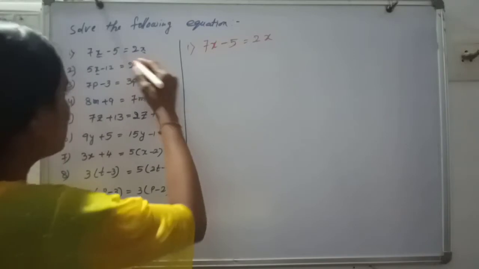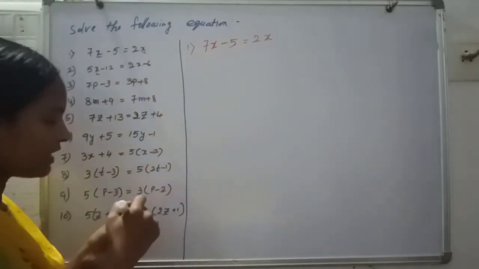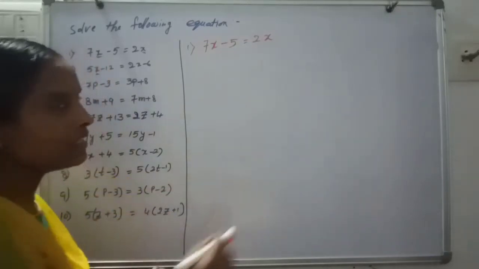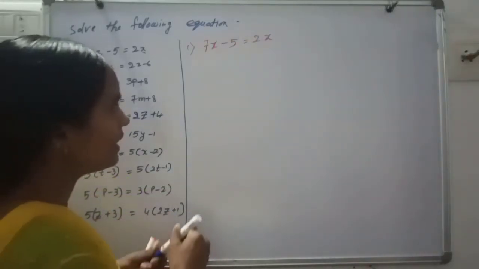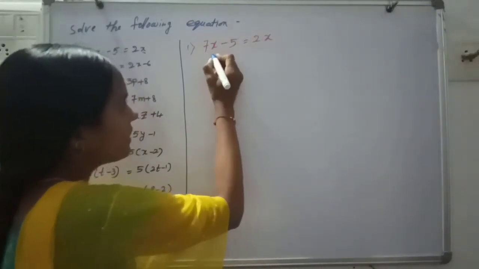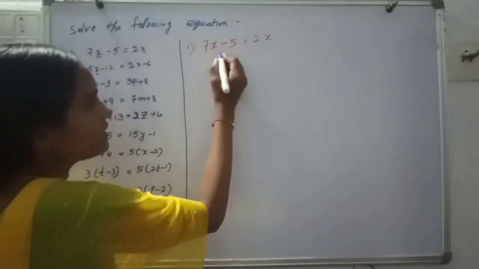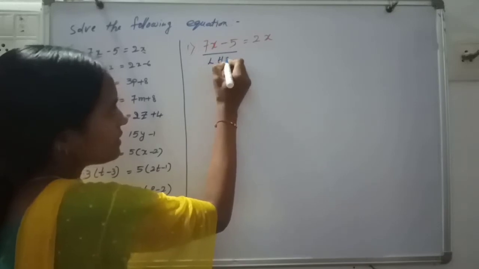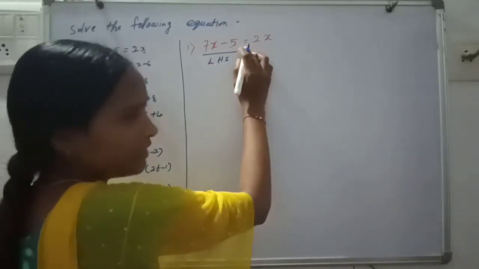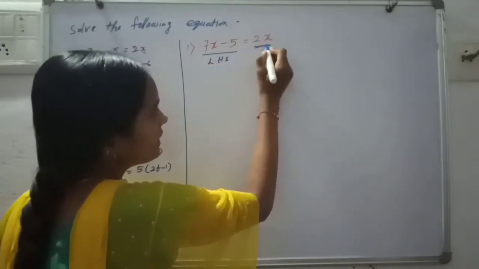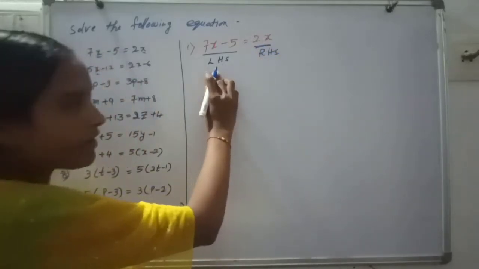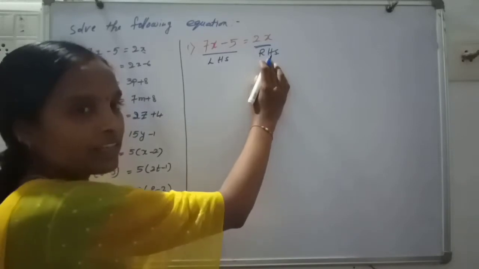Now the first one is 7x minus 5 equal to 2x. It is a simple equation. Now let's see here. 7x minus 5 is the LHS, this side, and what is equal to it is the RHS. LHS means left hand side. RHS is the right hand side.